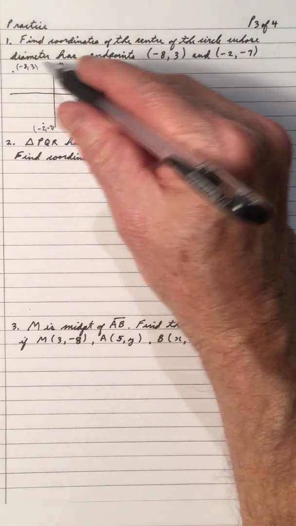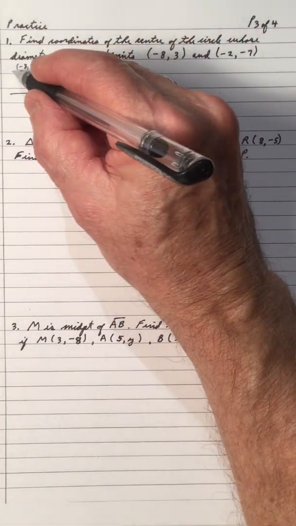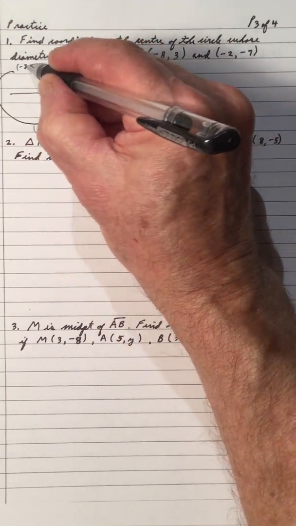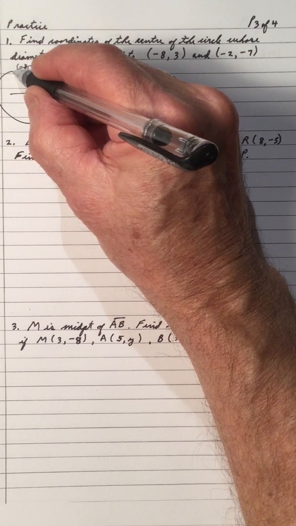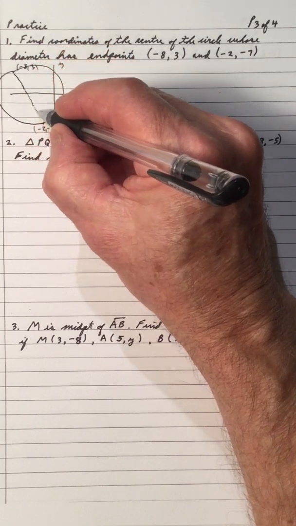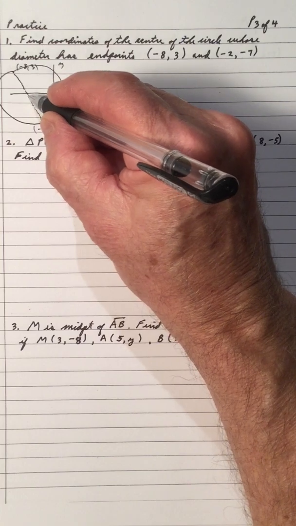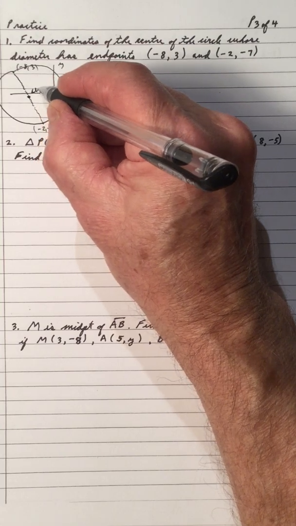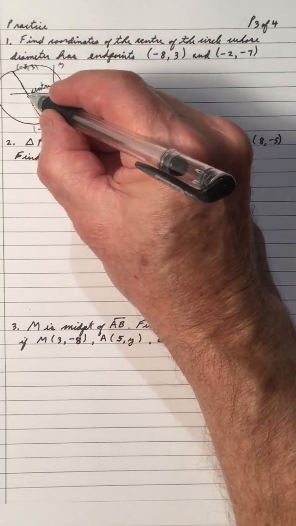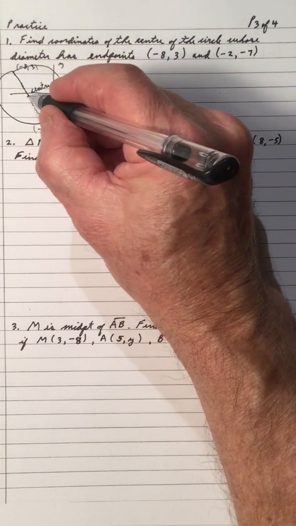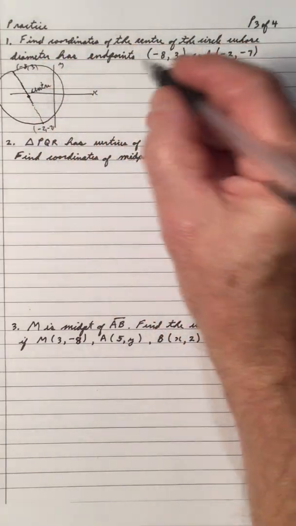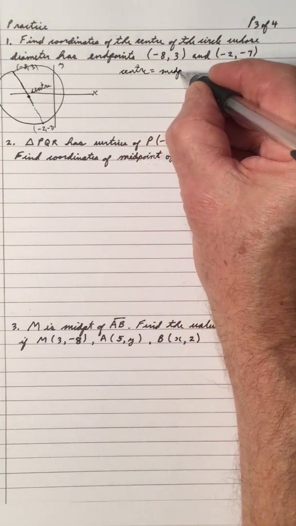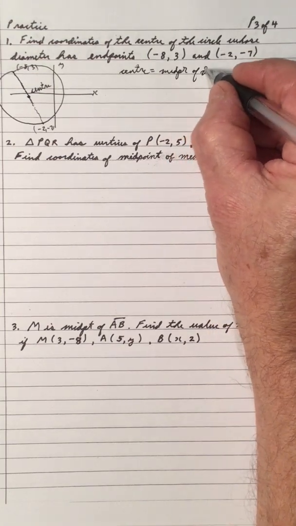So he says these are the endpoints of the diameter. So that's the diameter. Here's a circle, and the diameter moves from one point to another. That means when we draw a circle, this is the center of the circle, because the radius is equal. The distance from here to here is the same as this distance here. So the center of the circle is the midpoint of the diameter.